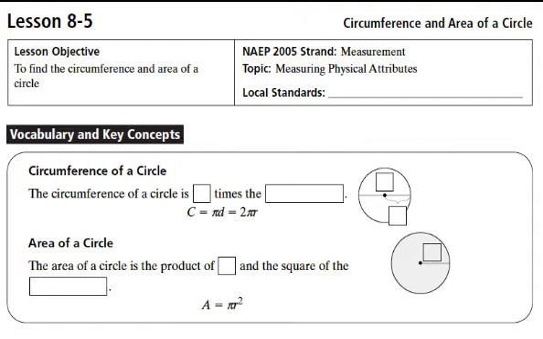Today's lesson is circumference and area of a circle. To find the circumference and area of a circle is what we're going to be doing today. The Indiana Academic Standard is 7.5.4 and 7.5.5.